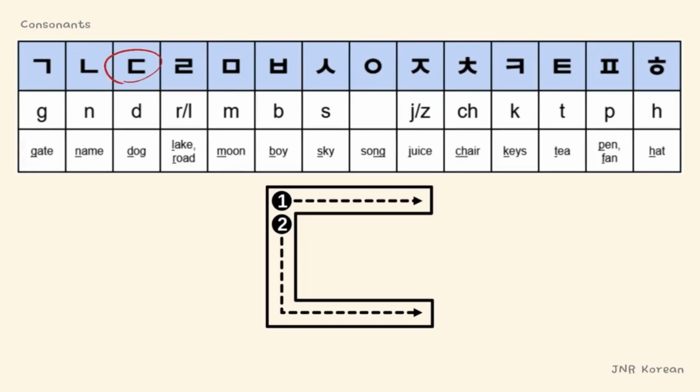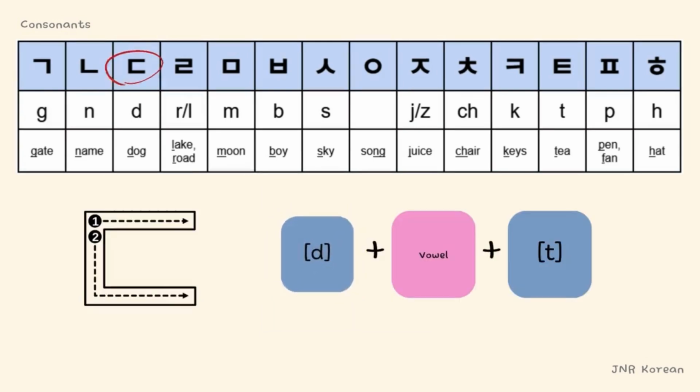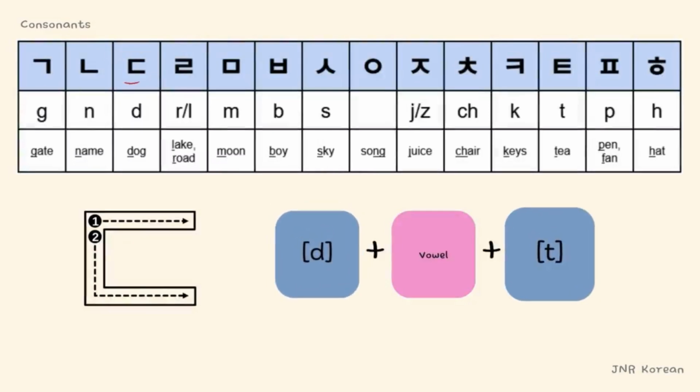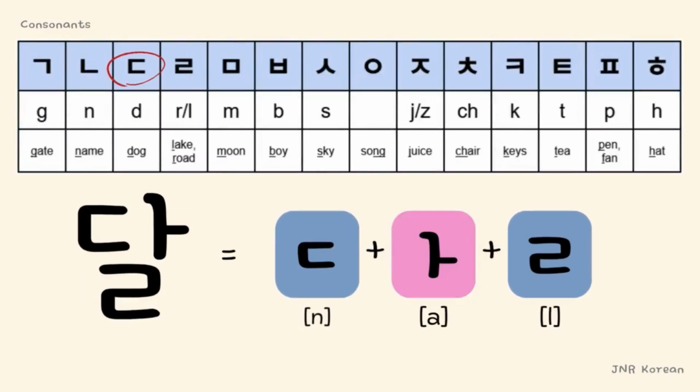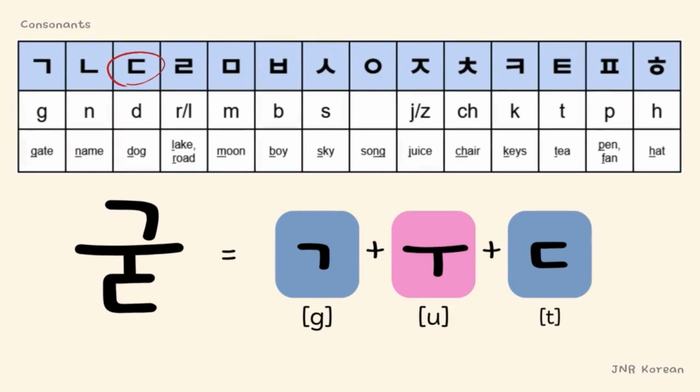The next consonant is 디귿. For 디귿, draw the line from left to right first and then draw 니은 again from the same point where you started. 디귿 is pronounced as 드 when it comes to the initial consonant and as 트 to the final consonant. For example, the first consonant 디귿 in the letter 달 is pronounced as 드. And in the word good, the consonant 디귿 in final position is pronounced as 트.